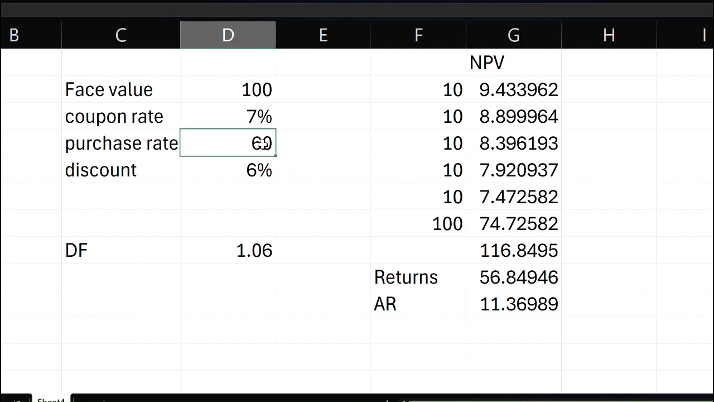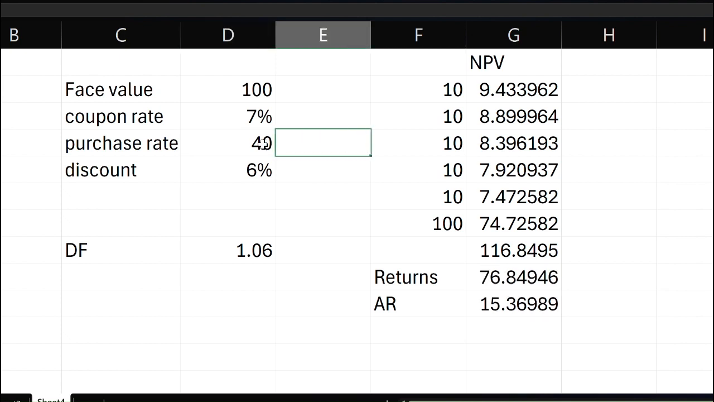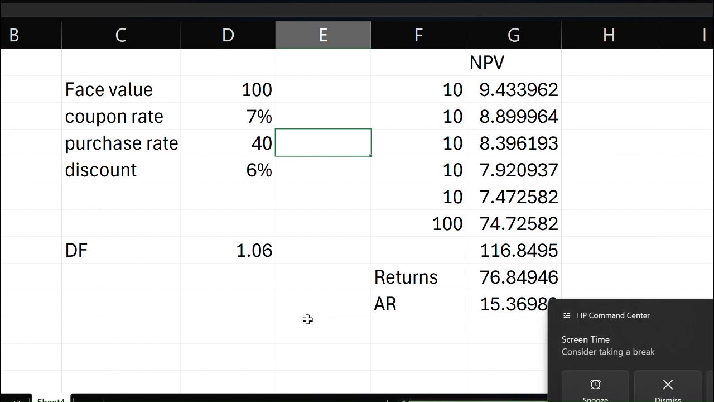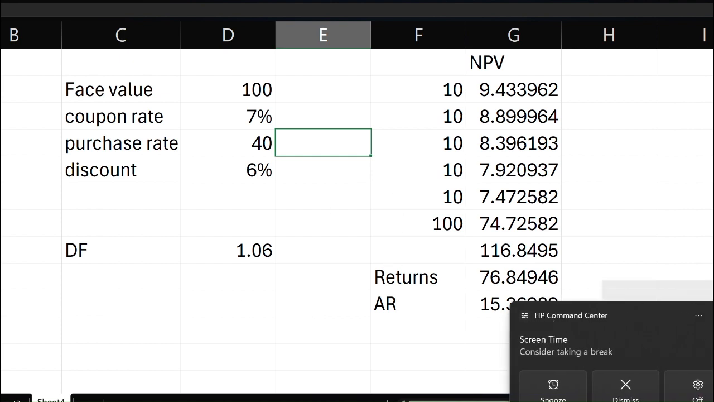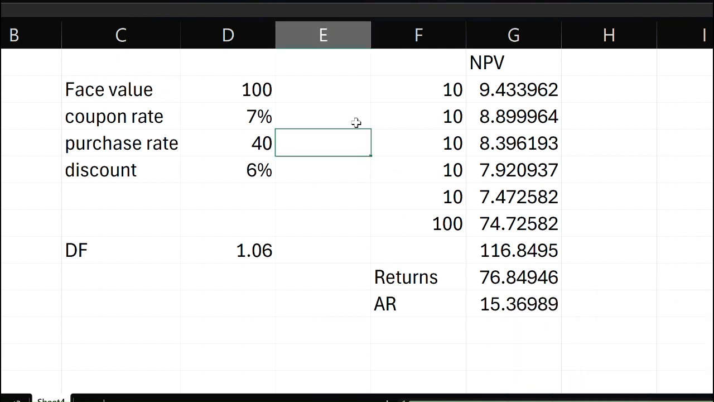And if, say, instead of 60, you have purchased it for 40 rupees, it is a 76.84 percent return, and the annual return is 15.36 percent. This is how you need to make calculations when it comes to bonds. So I think this will help you understand. There are many methods, but anyway, this is how a bond is usually valued as an instrument.